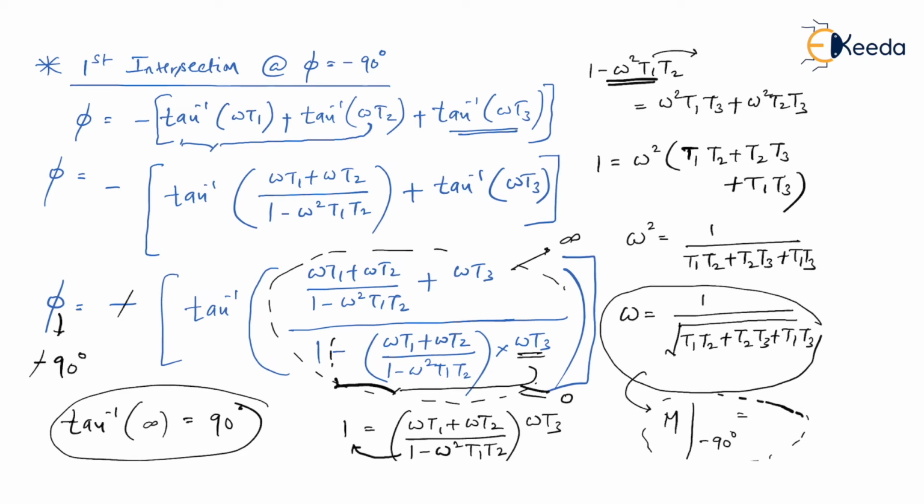So I'm sure now you have understood this. So let's try for the second intersection point, that second intersection point where phase is equal to minus 180 degree. Let's try this.